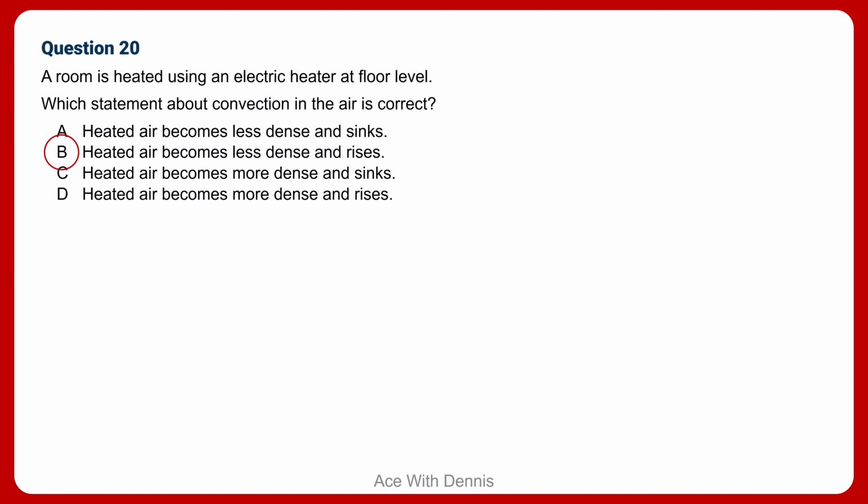The answer is B. Heated air becomes less dense and rises. Always remember that hot air rises and cool air sinks. Why does hot air rise? Because the density of hot air is less than the density of cool air. Hence it rises and the cool air sinks.